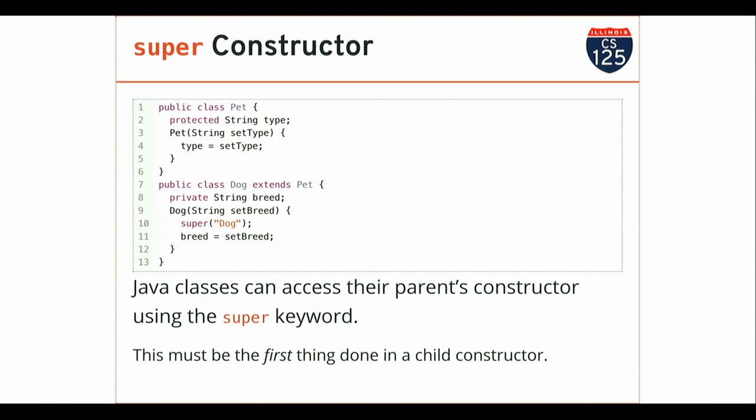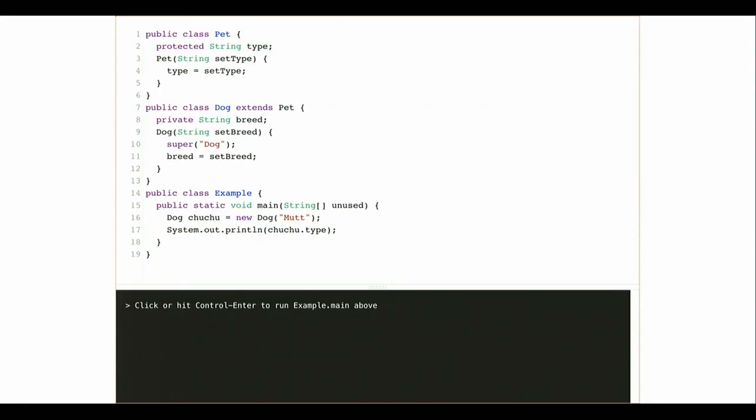In my dog constructor, the first thing I do is I call super, which calls the parent constructor. So because I've extended pet, when I call super, my parent constructor runs. I pass the type of pet that I am, that gets set on my parent, and then I set the breed here directly using the passed argument. All right, so let's see how this works in our playground.